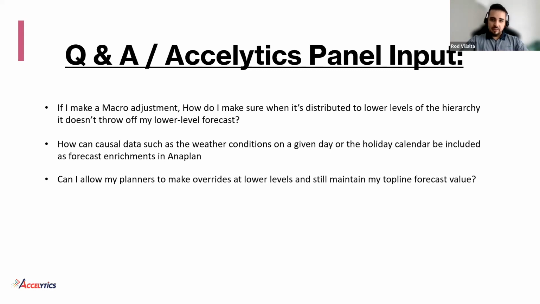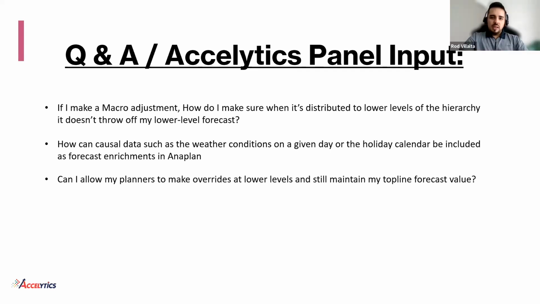Okay, fantastic. If I make a macro adjustment, how can I make sure when it's distributed to the lower levels of the hierarchy, it doesn't throw off my lower level forecasts? What tools does Anaplan give me for that? So typically what we would do is we would use the statistical forecast, which is usually at the base level, to create a disaggregation percentage. And then we would disaggregate the upper levels down to the lower levels based on the original statistical forecast. That can also be based on history if the client prefers it that way.